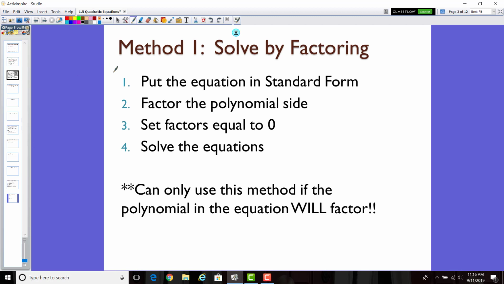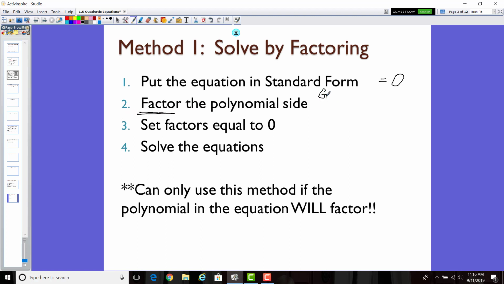So method 1, solve by factoring. I like solving these equations because for all of them there is a very specific step-by-step process. Step 1 to solve by the factoring method is you have to put the equation in standard form, which means you want all of your terms to be equal to 0. Okay, so wherever your ax squared term is, as long as it's positive, keep that there and move everything else to that side. Then you are going to factor.